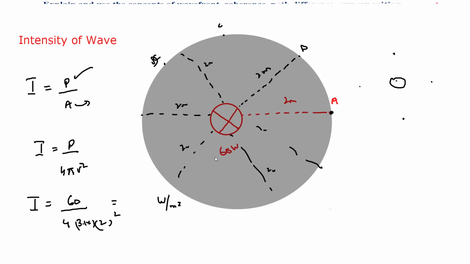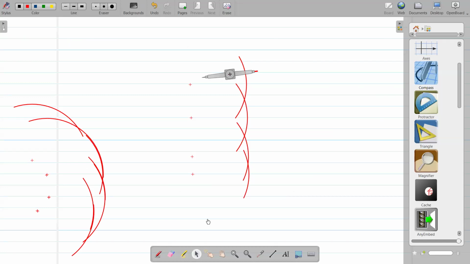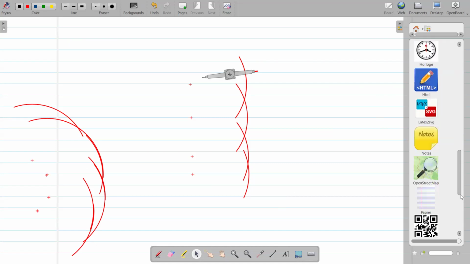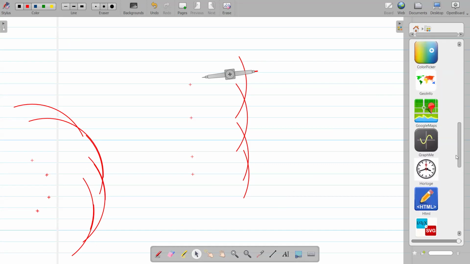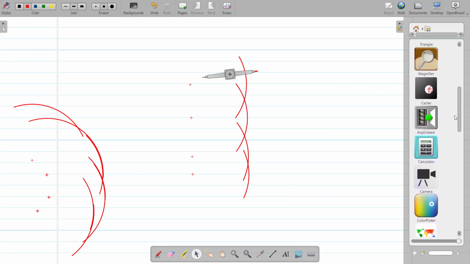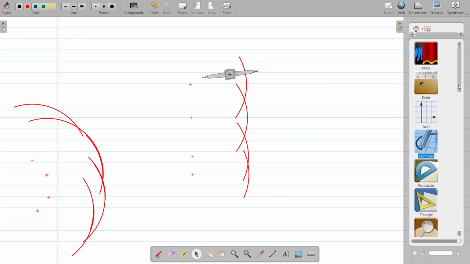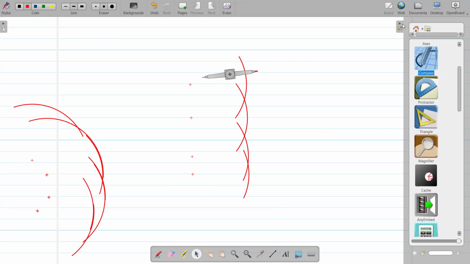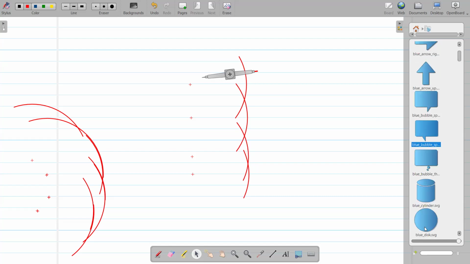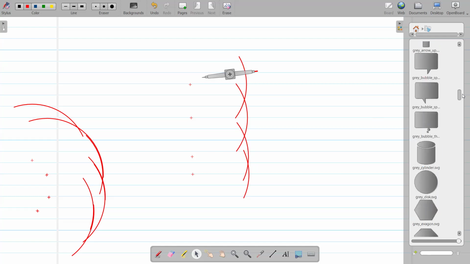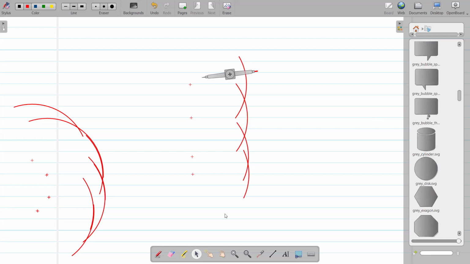Is it clear? Yeah, so the area of the sphere is 4 pi r square. Whenever we want to calculate the intensity, it is always calculated for an area, not a point.